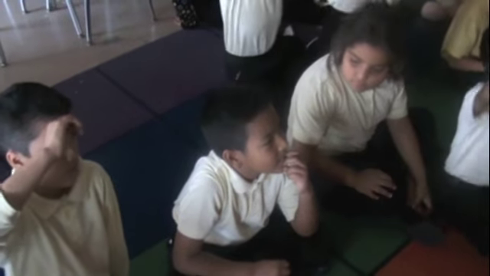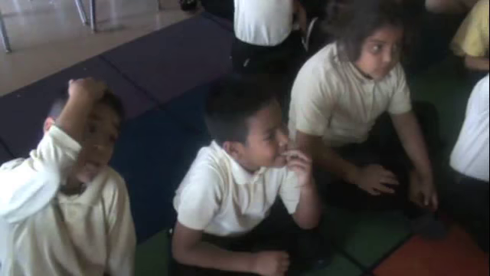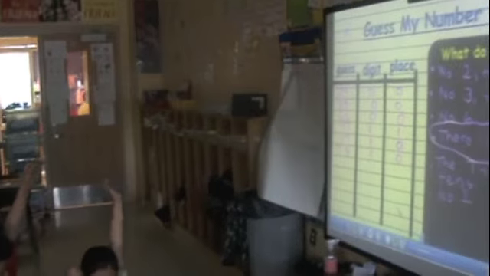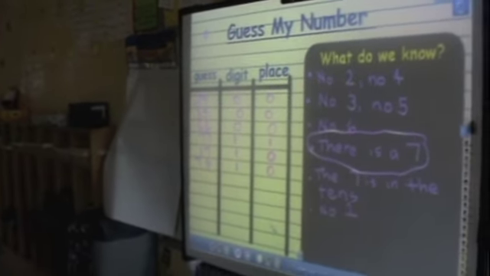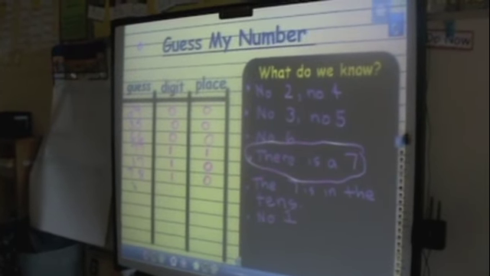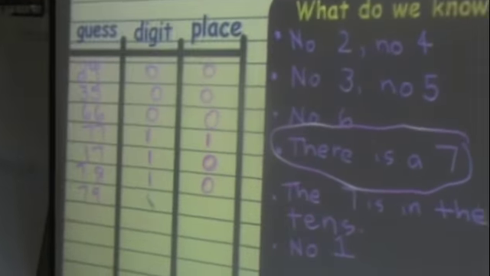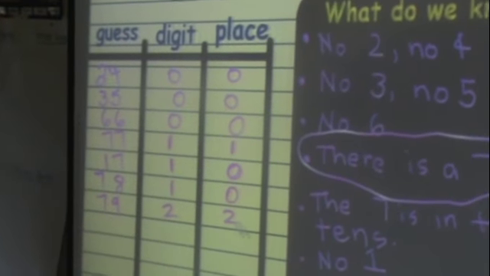Carlos. 97. What does this clue say right here? The 7 is in the 10's place. In 97, is 7 in the 10's place? No. 78. You have 1 digit, 0 places. Anthony. 79. 79, yes. You have 2 digits and 2 places.